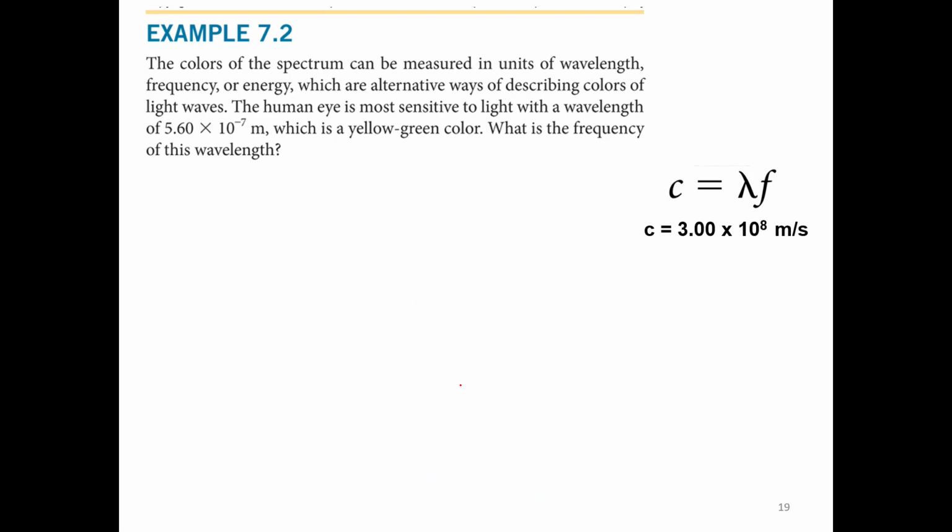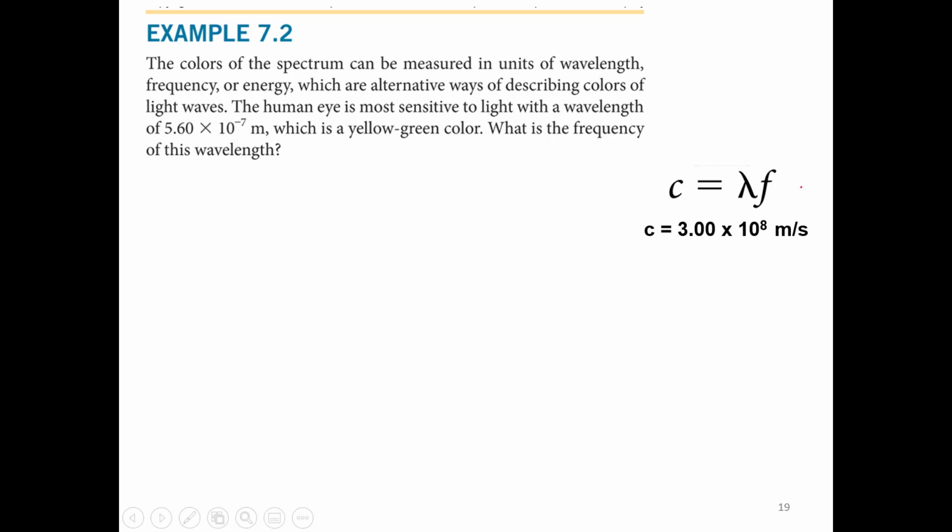Now we know the colors are waves. We can identify that waves with frequency, wavelength, and we will see later we can also identify that color with some particular energy. The human eye is most sensitive to light with the wavelength of 5.60 times 10 to the power minus 7 meters, which is in yellow-green color. This is between yellow and green color. And what is the frequency of this wavelength?